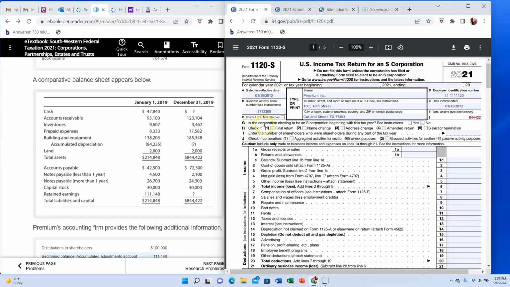All right. Is the corporation electing to be an S corp at the beginning of this tax year? We don't really even need to do all that because it already is an S corp, so no, we don't have any changes. Enter the number of shareholders. There are 2. And we don't need to check anything on line J.